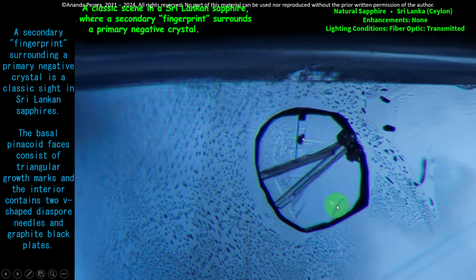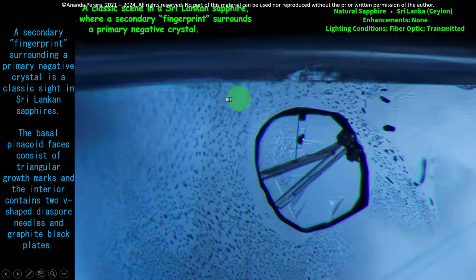Triangular growth marks. And the interior contains one and two. This is the second one. There are two V-shaped diaspore needles. These are the diaspore needles. It is V-shaped. And graphite black plates are also there. These black plates are also graphite. So this is a very special one.